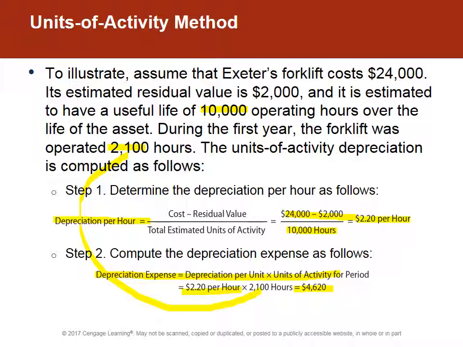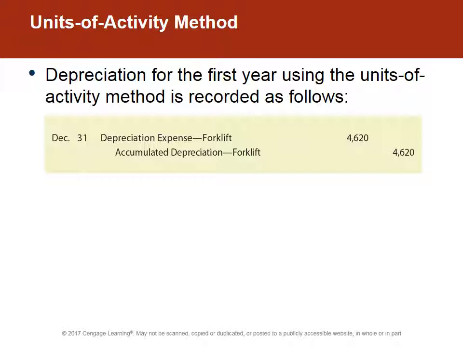So you can see, straight line gives you a nice, even, consistent amount, but the units of activity method depends upon the amount of use and what the activity is. In this case, again, it is machine hours, but it could very easily be miles or units of production. Depreciation expense is recorded with the DE and the AD as the credit. This is our contra asset. This is our expense to match with revenue.